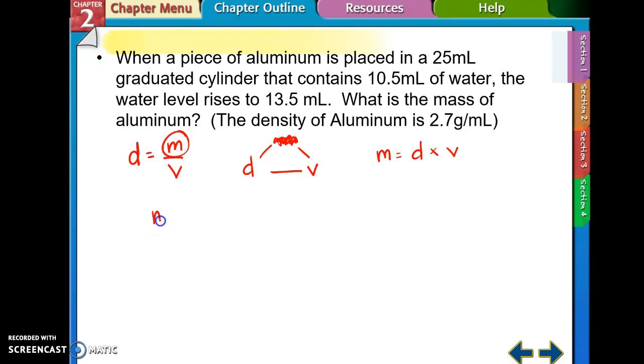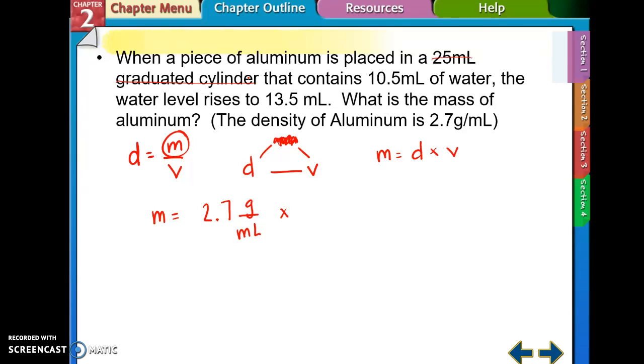So I'm going to go ahead and put mass is equal to 2.7 grams per milliliter, and then times my volume. Well, if you look up in the question, I'm given 3 volume measurements. I'm told that I've got a 25 milliliter graduated cylinder. Well, that just tells me how big the graduated cylinder is, so I don't need to worry about that. And then it tells me that I have 10.5 milliliters of water, and when the aluminum goes into the water it rises to 13.5 milliliters. So this is called water displacement.